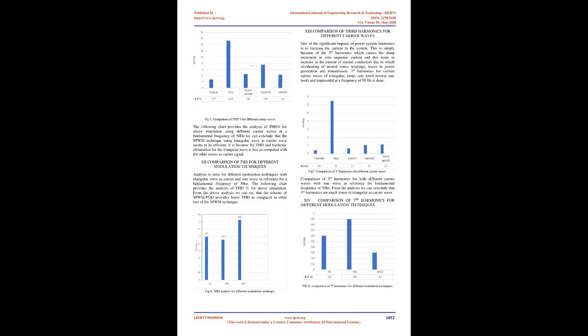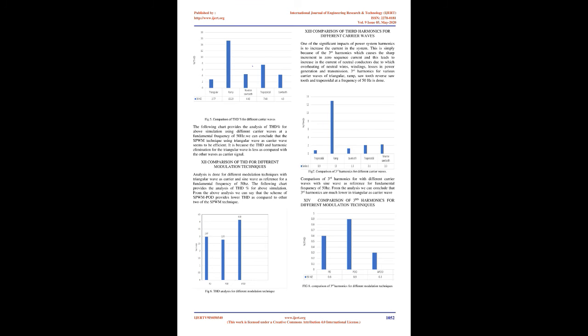12. Comparison of THD for different modulation techniques. Analysis is done for different modulation techniques with a triangular wave as carrier and a sine wave as reference for a fundamental frequency of 50 Hz. The following chart provides the analysis of THD% for the above simulation. From the above analysis we can say that the SPWM POD scheme provides lower THD as compared to the other two SPWM techniques.